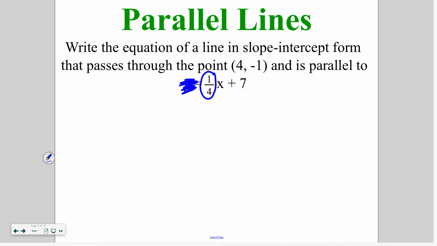So if you want to go ahead when you're looking at a problem and cross out the rest of that equation so you don't accidentally use it, that's totally fine. The only piece we care about from the equation is the slope, which in this case is 1/4. Parallel lines means that we have the exact same slope. So our slope is 1/4, our x1 point is 4, and our y1 point is negative 1.